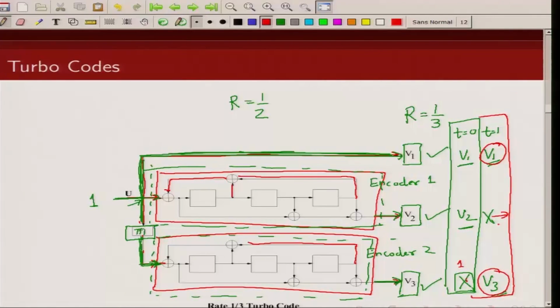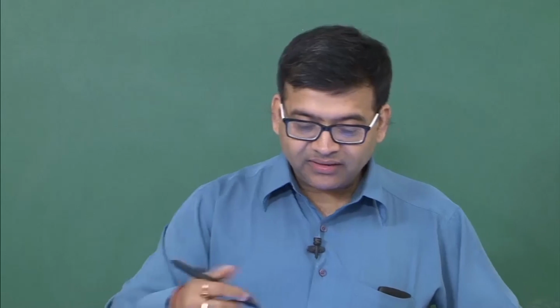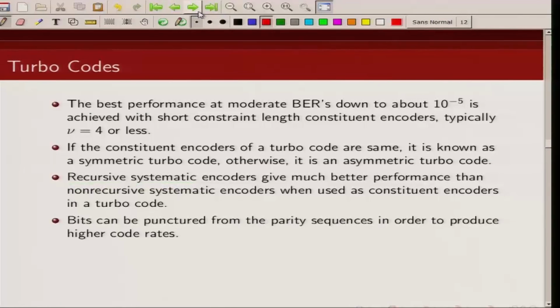So, this is known as puncturing. I am removing some of the bits, I am not sending some of the bits. If you are interested in getting higher rates, you can do puncturing to get higher rate codes. And that is what I meant when I said bits can be punctured from the parity sequence to produce higher code rates.